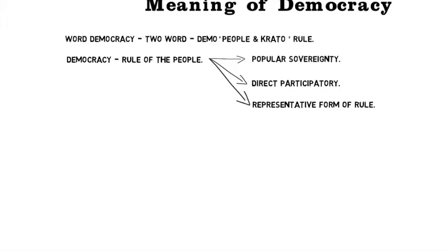Now what is popular sovereignty? Popular sovereignty is a concept where people are powerful. The power lies with the people. It is the people who will decide what sort of policies they want, what sort of rules and regulations they want to have in their own country. It is where the people are very, very powerful, because they are the ones who hold the power in their hands.